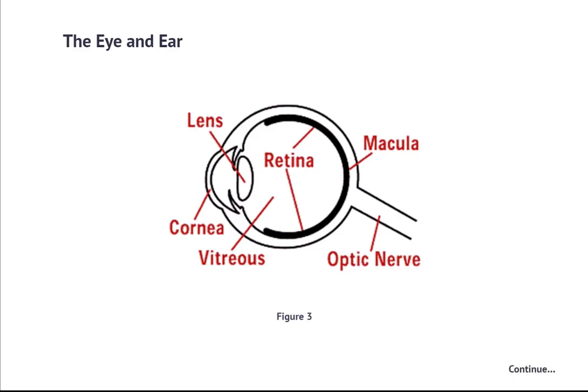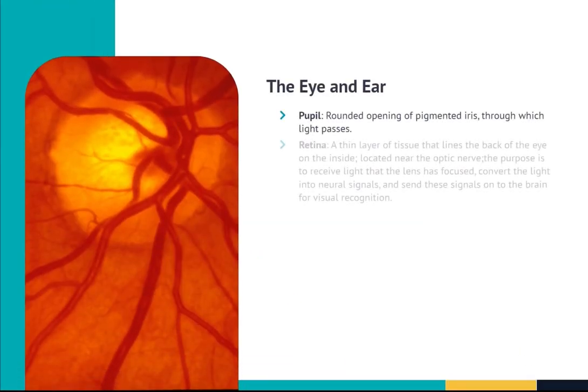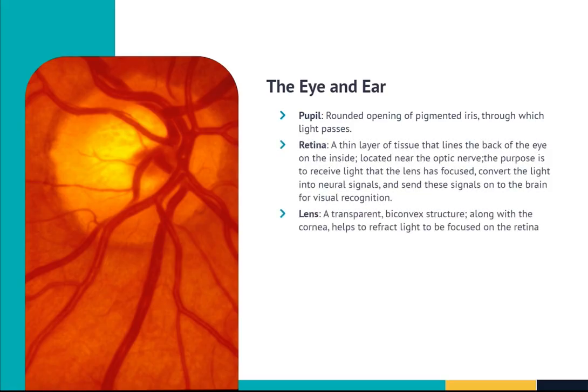Figure 3. Pupil. Rounded opening of the pigmented iris, through which light passes. Retina. A thin layer of tissue that lines the back of the eye on the inside, located near the optic nerve. Its purpose is to receive light that the lens has focused, convert the light into neural signals, and send these signals on to the brain for visual recognition. Lens. A transparent, biconvex structure that, along with the cornea, helps to refract light to be focused on the retina.